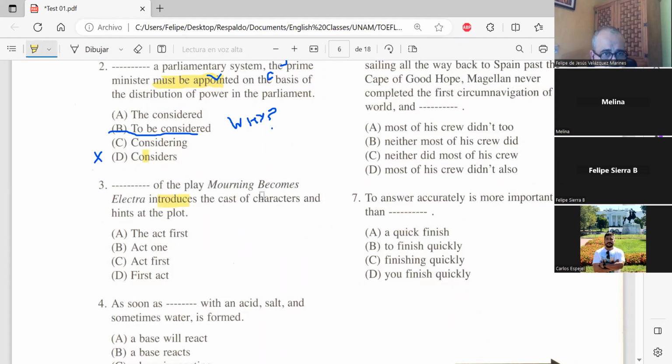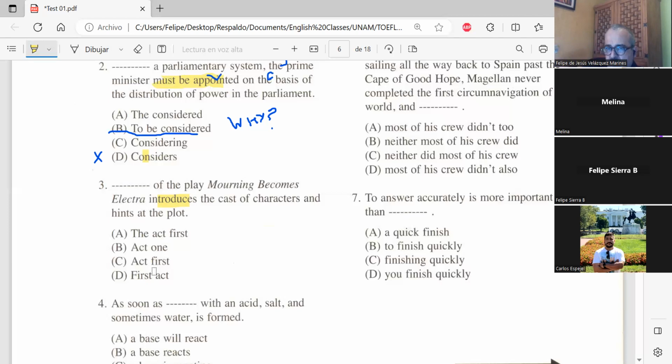Yes. Okay. Then something that I was saying in the last class is we have to use parallelism in some exercises. What is parallelism? Similar things, no? In other words, you can compare parallel structures, or parallelism might imply also bringing real life into the exam. And you say, of the play morning becomes selection produces the cast of characters. We're talking about the theater play. Okay, the act. Okay, books are divided in chapters. So theater plays are divided in acts.